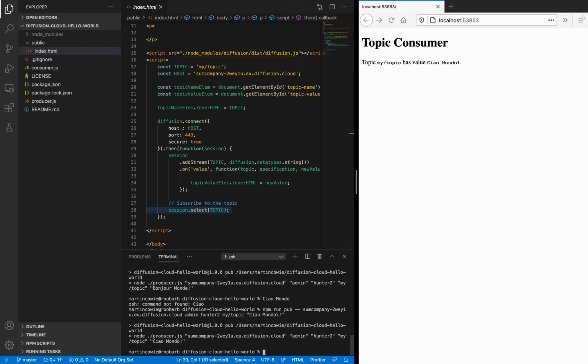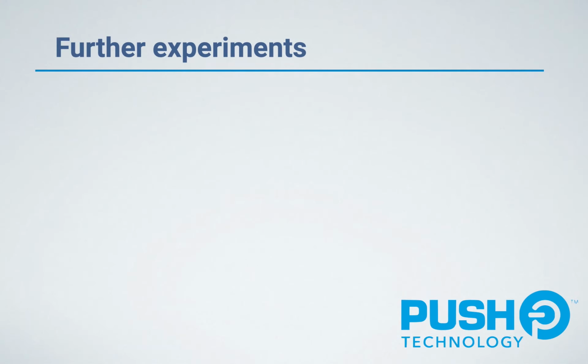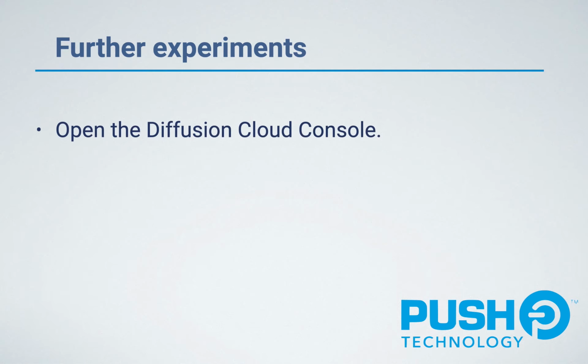In 6 minutes, we walked through a working integration of Diffusion Cloud. We published values, subscribed to them, and displayed them. What next? Well, here are some ideas for further experiments. You can log into the Diffusion Cloud console as the admin user and look at the topic you created, change its value, observe your changes delivered to the consumer. You can start more consumers, observe the service delivering new data to all of them.